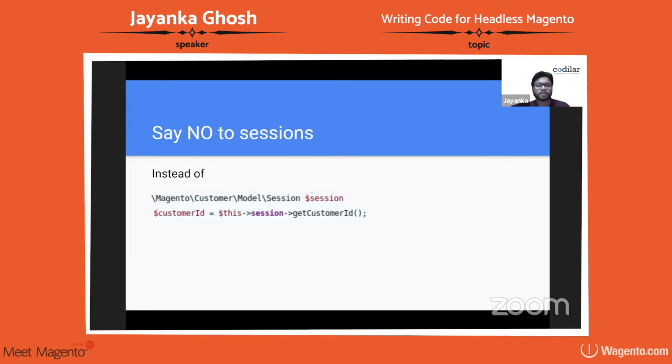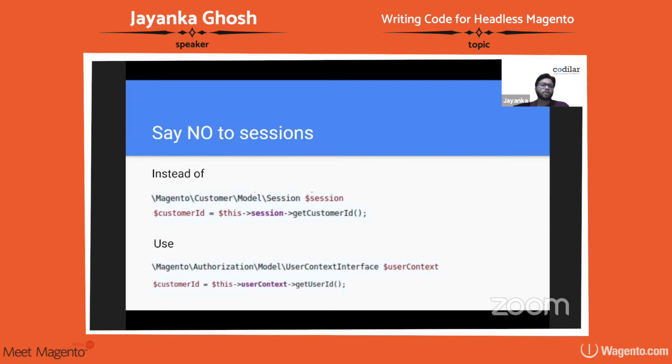Instead of session, the customer's authentication happens through tokens. So you're going to have to check if it's a front end system, then you have to use the session. If it's a back end system, you have to use the tokens. It becomes a little bit harder to manage. So instead of this, use this. A very simple example: instead of using the customer session, use the user context interface, and you can get the customer ID like this. One of the main beauties of the user context interface is that if you're using it in the front end, it will take your customer ID from the front end session.